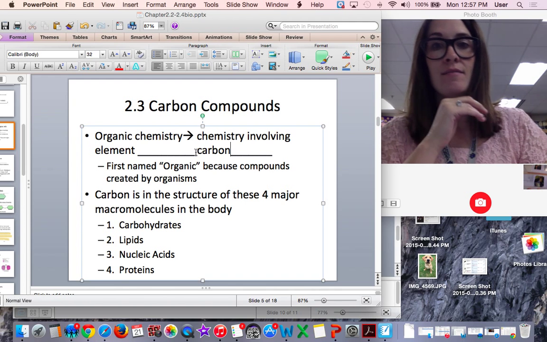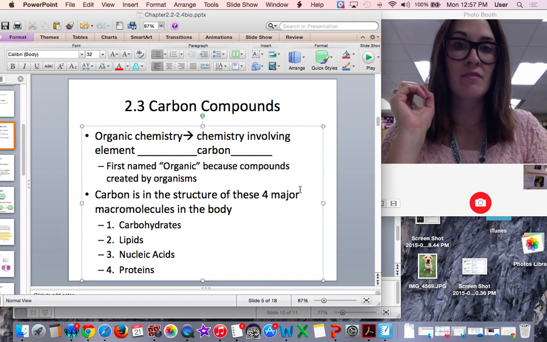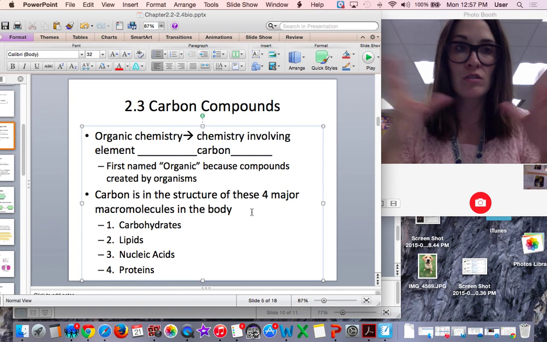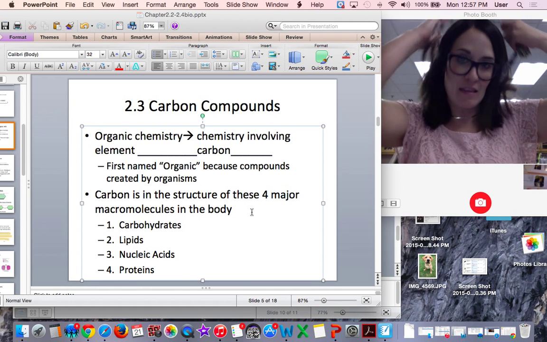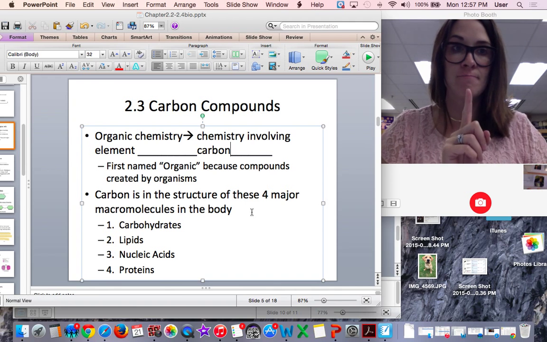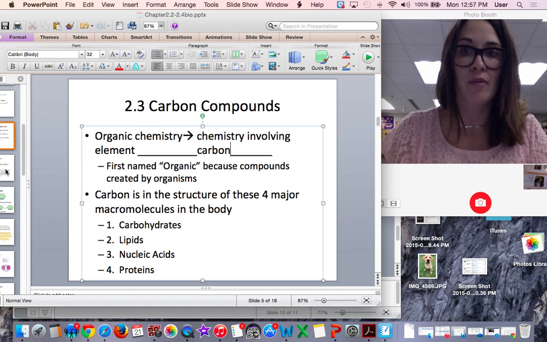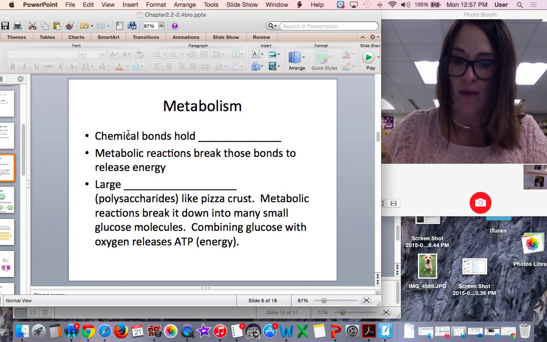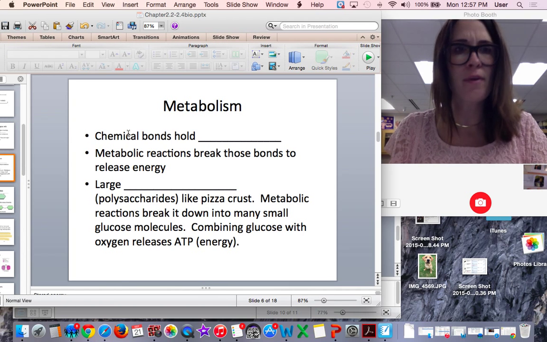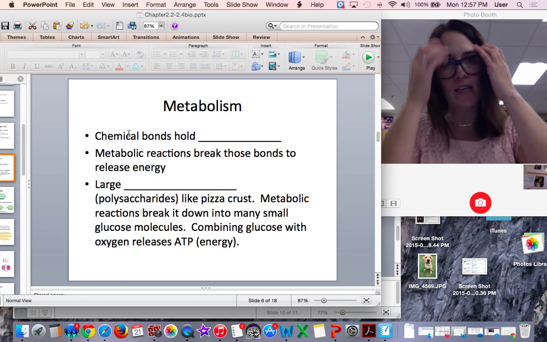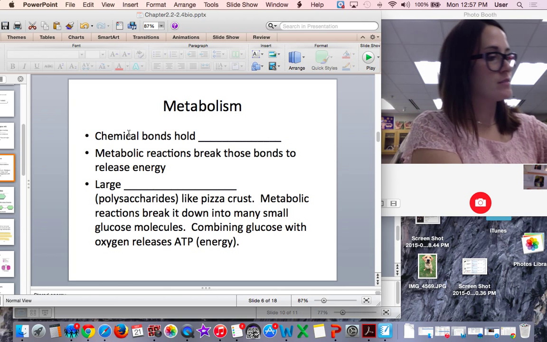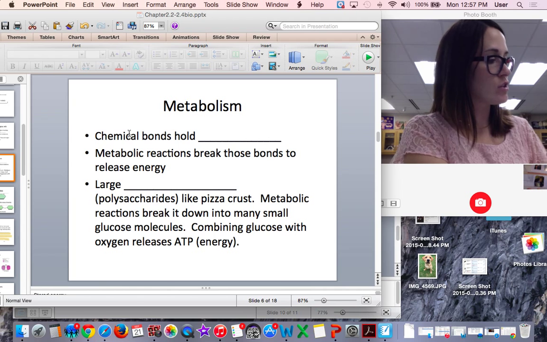Carbon is the main element of these four major macromolecules in the body: carbohydrates, lipids, nucleic acids, and proteins. We're going to talk about the structure of them all and what they're for. So metabolism. Well, let me first just back up. This isn't in your slide or in your notes, but I want to talk about it.